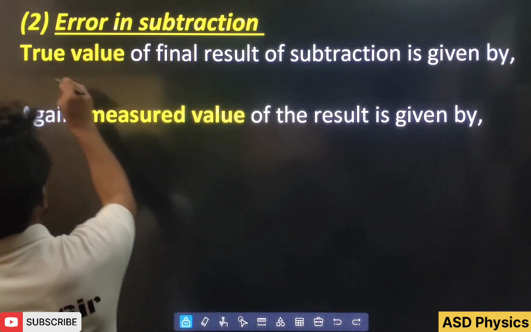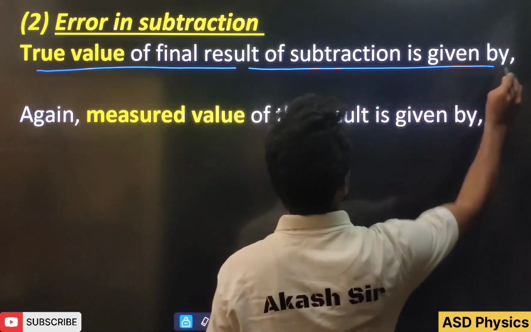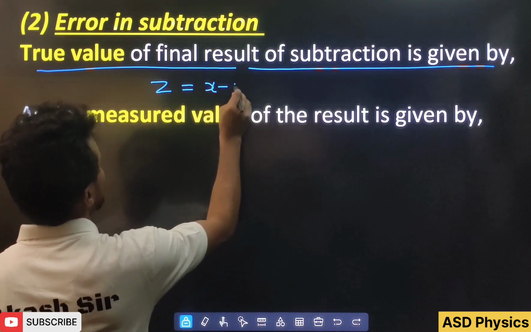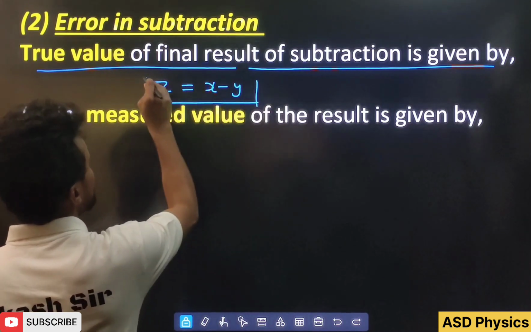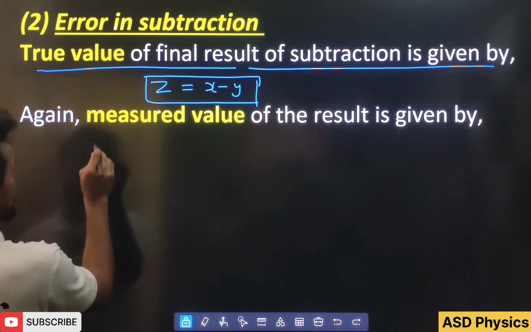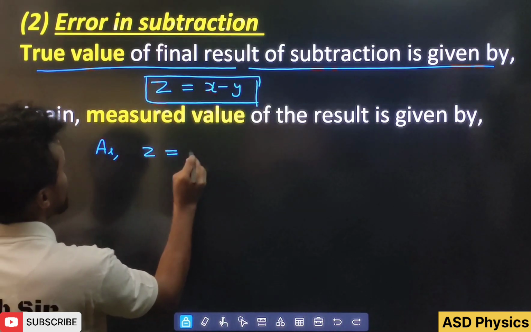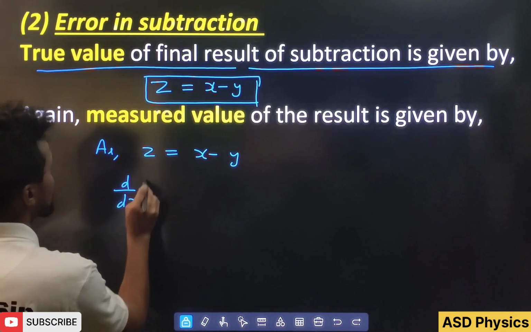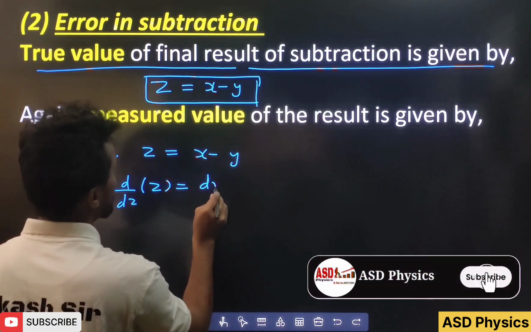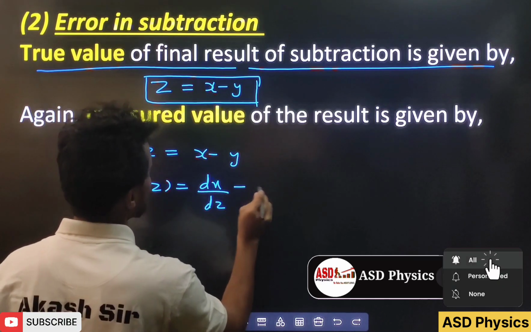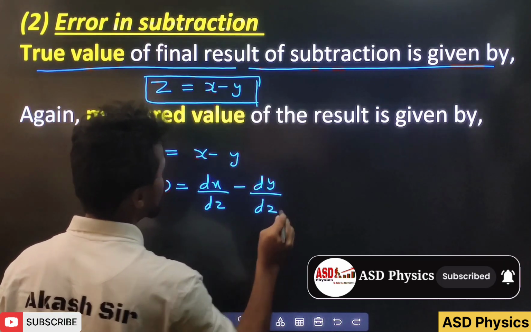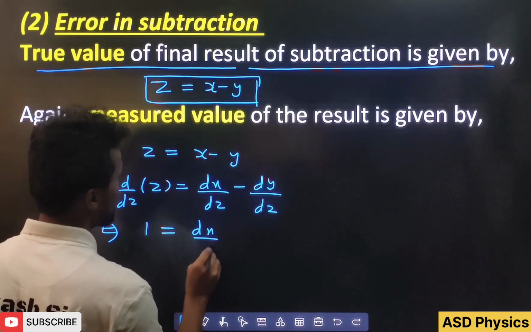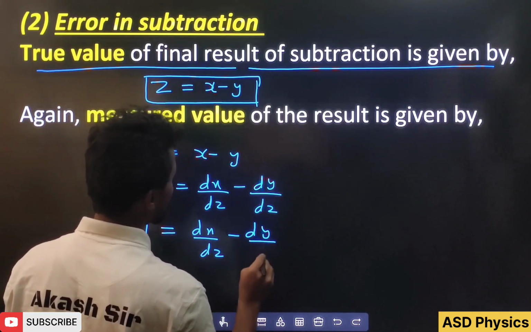Okay, so the true value of the final result of subtraction is given by z equal to x minus y. If I differentiate both sides with respect to z, it becomes dx by dz minus dy by dz, as we have done before. When you simplify this, 1 equals dx by dz minus dy by dz.